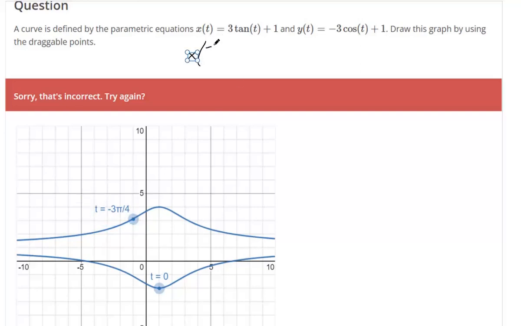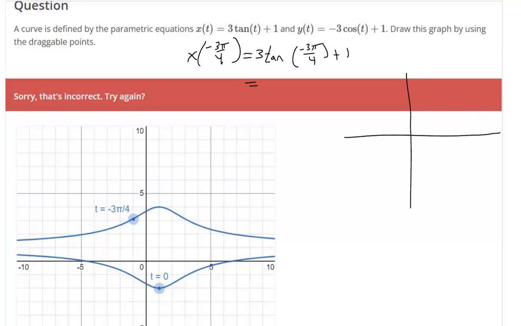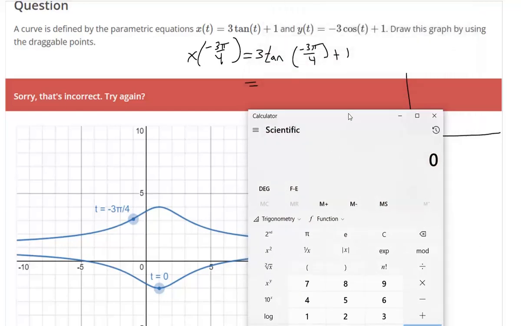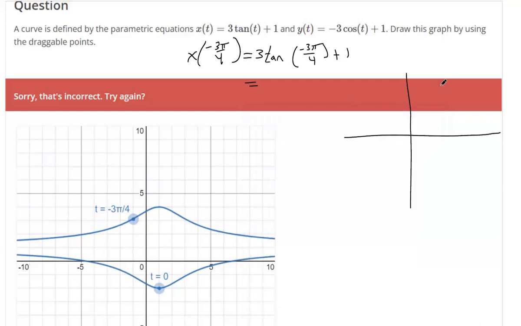So x of negative 3 pi over 4, plugging that in for t, equals 3 times tangent of negative 3 pi over 4 plus 1. And if we're trying to figure out tangent of negative 3 pi over 4, we could draw that. You can convert that to degrees if you're a little unsure of your radian measurements. The way you do that is you cut out the pi and multiply the fraction times 180. So it's negative 135 degrees.